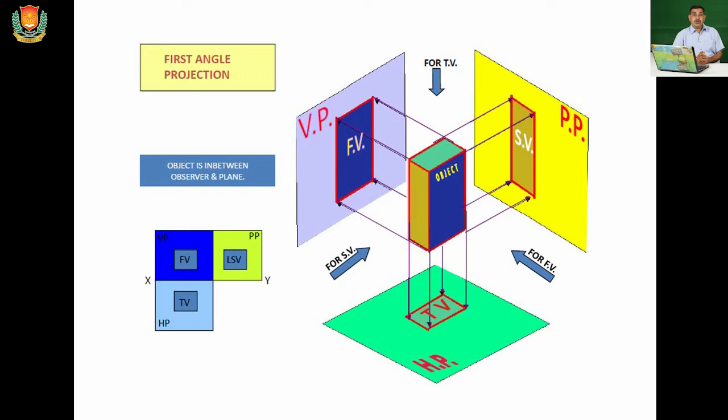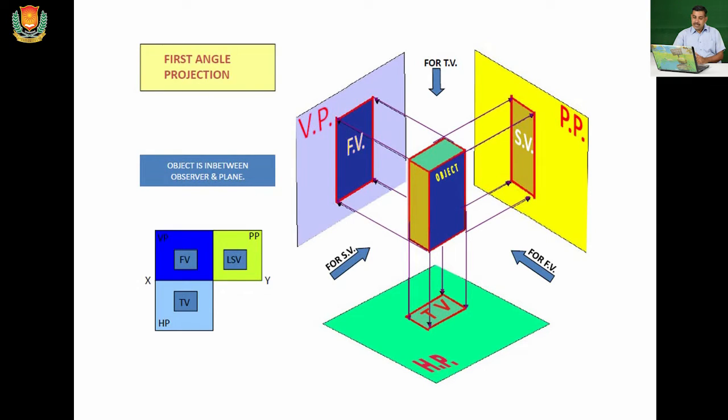First angle projections. What is the condition of first angle projection? In first angle projection, the object lies between the observer and the plane of projection. In that case, the front view is drawn on the upper side of the reference line, the top view is drawn on the bottom side of the reference line, and the left hand side view is drawn on the right side of the front view, and the right side view is drawn on the left side of the front view.